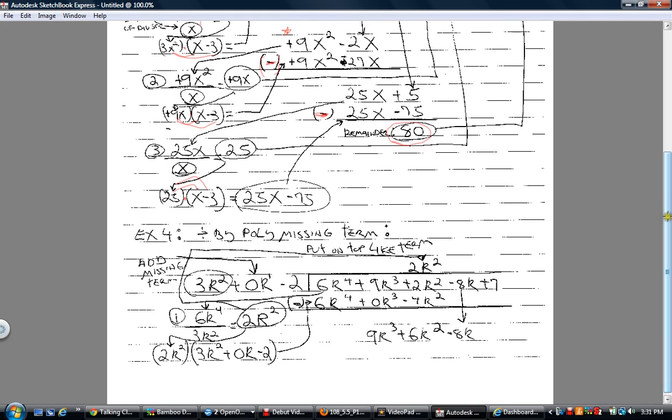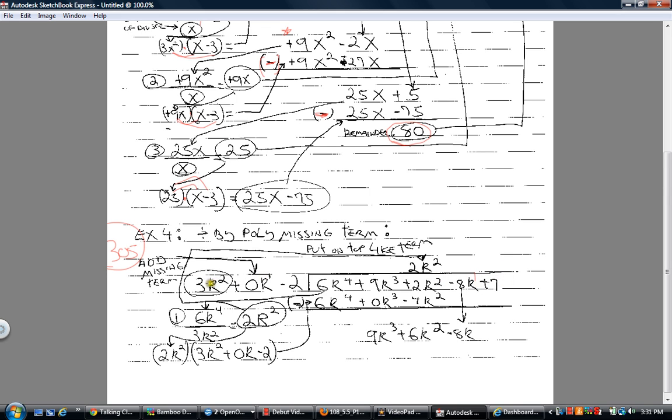This is example number 4. If you look on page, let me look for you real quick. Page 305, it should be the exact same problem. It is. The big news is when you set up the long division, you're looking at the dividend. Look at the exponents. Are they in descending order? 4, 3, 2, 1, and the constant, yes.